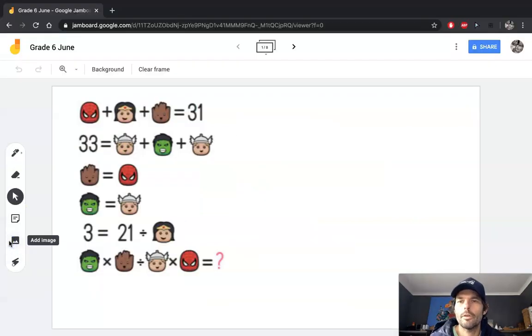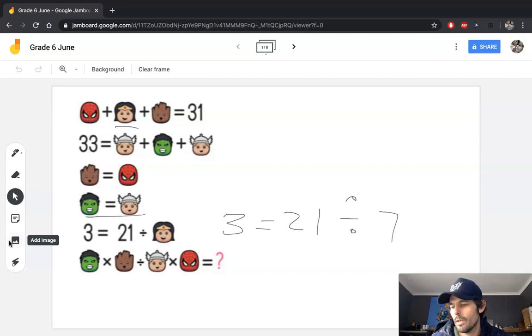There are a number of places we can start here. I first started on the fourth line, and I recognize that 3 is equal to 21 divided by 7. Okay, so Wonder Woman is 7. I also recognize that Hulk and Thor were equal, which means 33 is equal to 11 add 11 add 11.